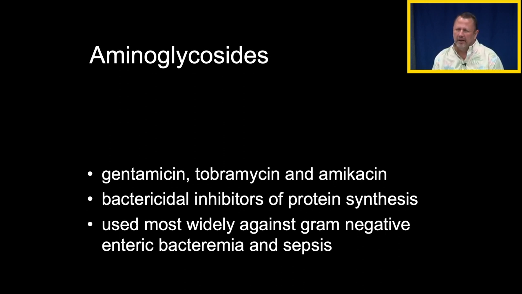The aminoglycosides are gentamicin, tobramycin, amikacin. If you look at a triple antibiotic from over the counter, you'll see an aminoglycoside as well. And again, these are bacterial inhibitors of protein synthesis. They're used mostly for gram-negative enteric, meaning coming from the gut, bacteremia, sepsis. That's when we'll see the aminoglycosides used.